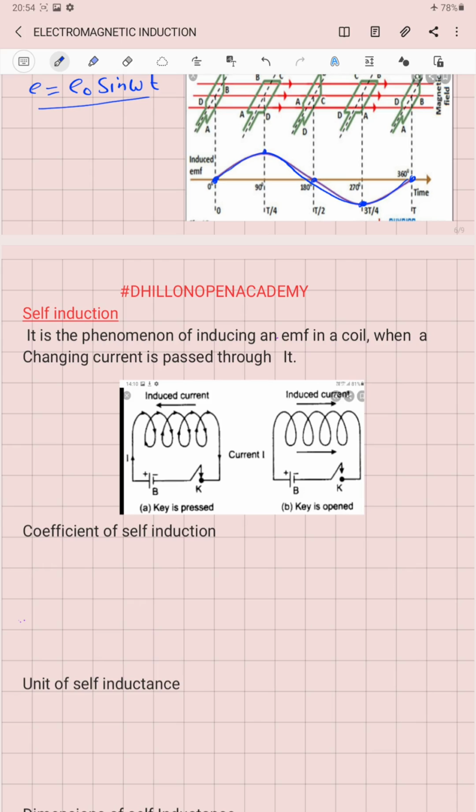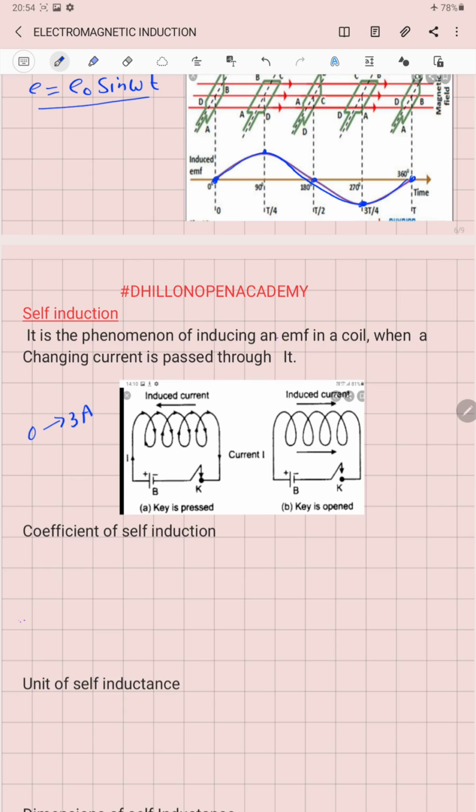In order to explain the phenomenon, in the figure we have connected a battery and a key K to a coil. If you keep the key open, no current will flow through the coil, the current will be 0, no magnetic field will be produced, so no EMF or current will be induced in the coil. But if you suddenly close the circuit, the current in the circuit will begin to rise. Suppose this battery can make 3 ampere of current flow in the circuit. That means when the circuit is suddenly closed, the current has to rise from 0 to 3 ampere.